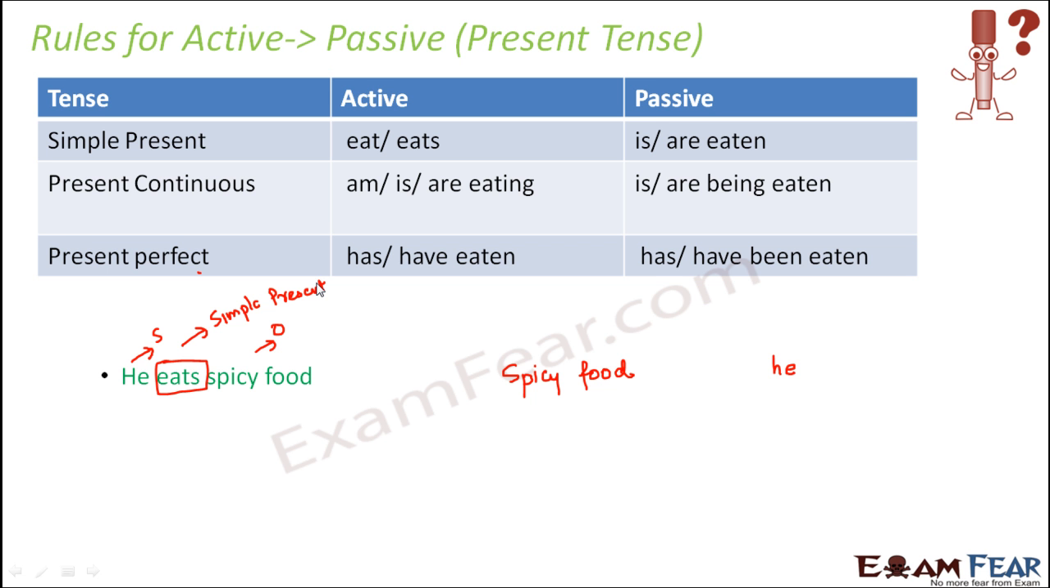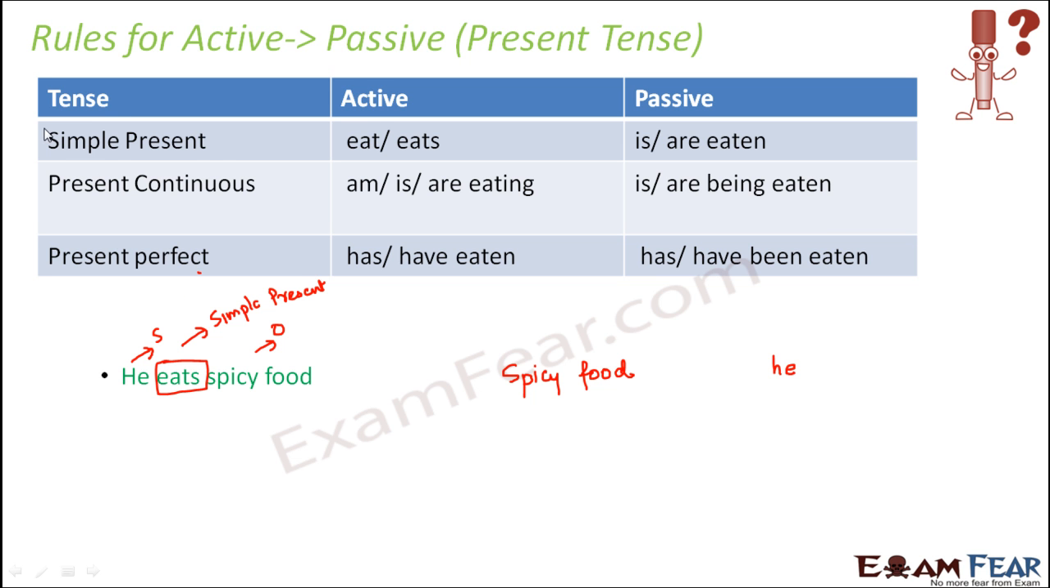Now, in present tense, again, we have simple present, present continuous and present perfect. Now, I am not going to talk about all of these now because we will have a separate video for tenses. So there you can learn in detail about the tenses. So right now here in this sentence, eats is simple present.